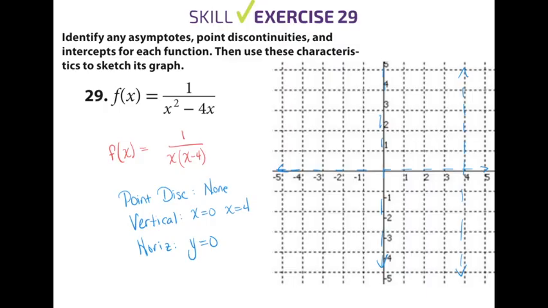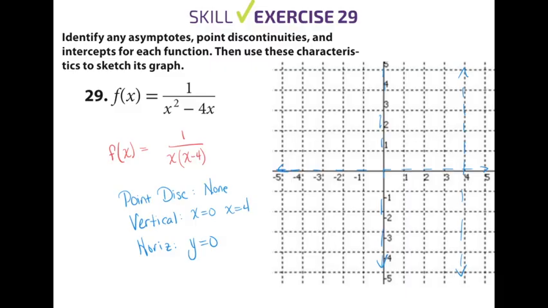So hopefully you were able to find that you did not have any point, nothing canceled. You had 2 verticals at 0 and 4, and your horizontal was still 0. Now, this is going to follow the same method on the ends. So the ends are either going to look like an x squared or they're going to look like an x, all right? In this case, they're going to look like an x squared, right? But you can test it.